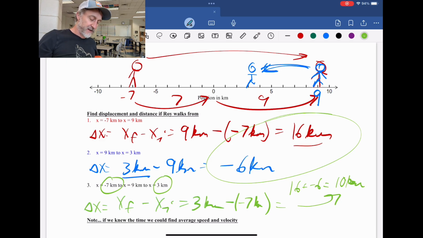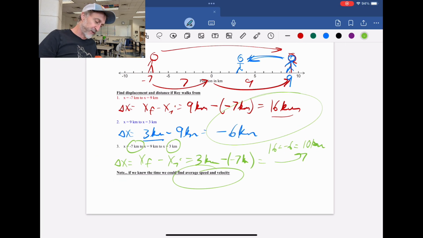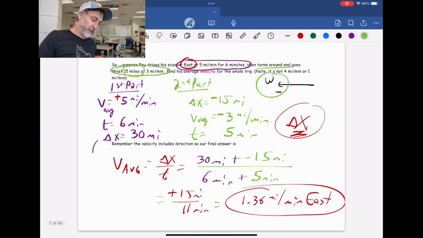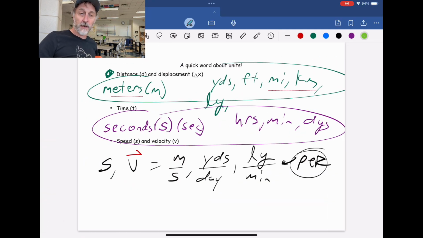All right, now, what distance did he run? So the distance that he ran would be the exact same thing, but without the negatives, right? So we went 16 kilometers that way, another 6 kilometers gets you 22 kilometers, all right? And notice, if we knew the time that this took, we could absolutely find the average speed and average velocity, just like we did over here for Roy here and here. There you go, one video down, 1 billion to go.